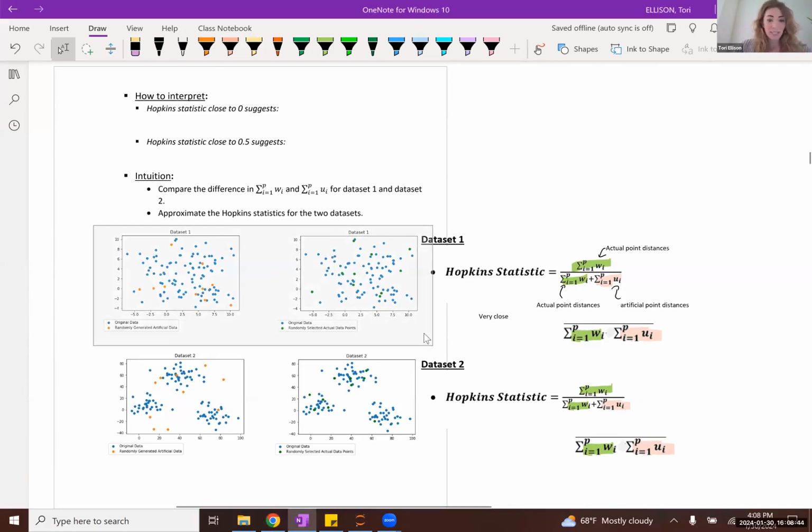All right, but back to the question at hand. Let's take a look at data set one. So what would we approximate the Hopkins statistic for data set one to be?